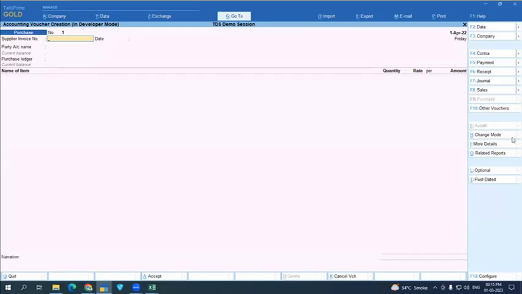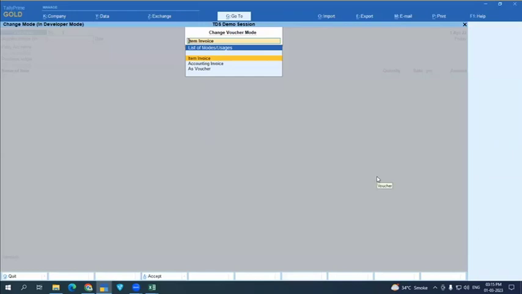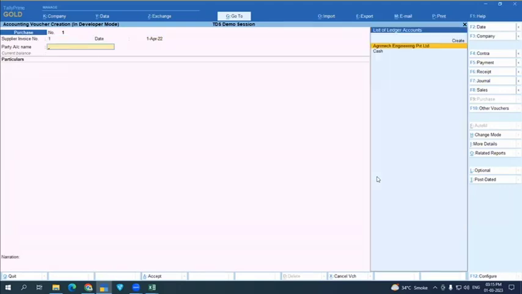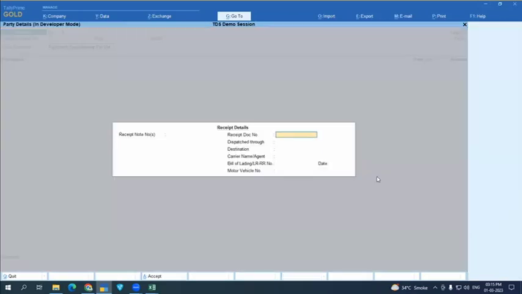So in my many sessions also I am telling participants why to pass purchase entry and not purchase a journal or payment or any others. Okay. So I am just changing here mode, change mode, account invoice, because it is a service bill. Okay. So I am taking here 1st April bill number 1. That party is available. Yes.